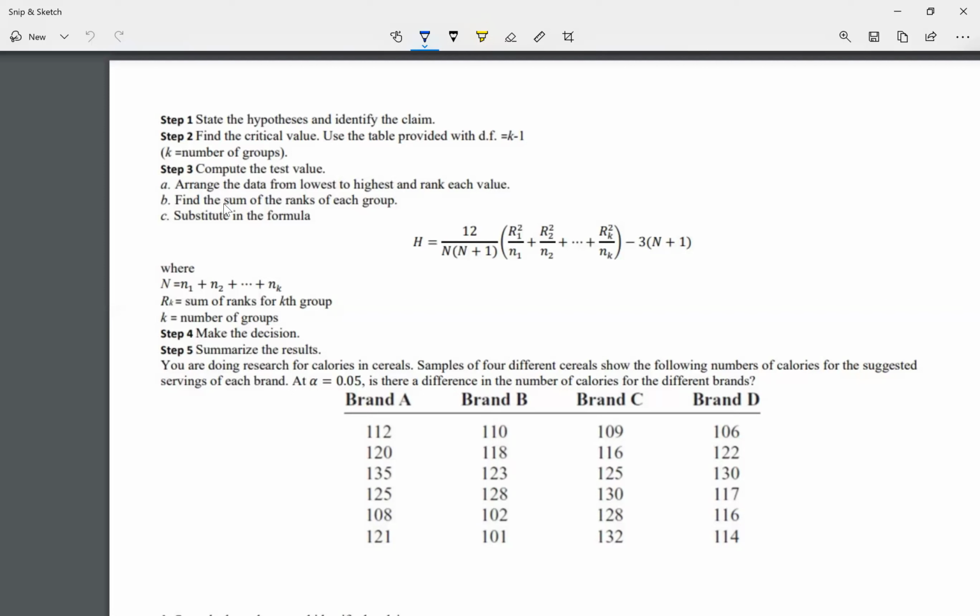The second step, we're going to find a critical value using the table that I just showed you. Step 3, we're going to compute the test value. And in here, I gave you guys a formula. We're going to arrange our data from smallest to largest, rank it, and use this formula. Big N is how many numbers there are all together, and little n is how many numbers there are per list. We're going to see that in a little.